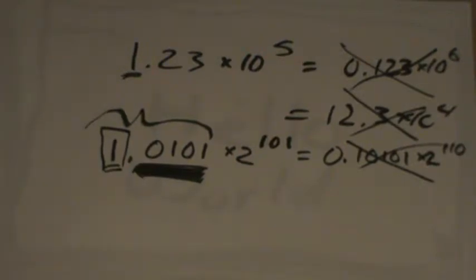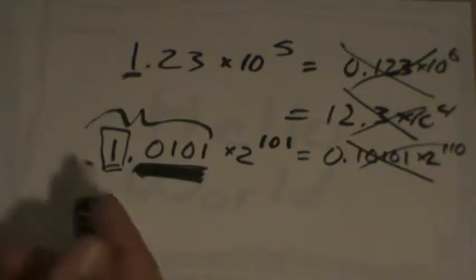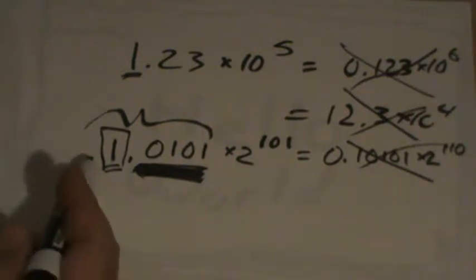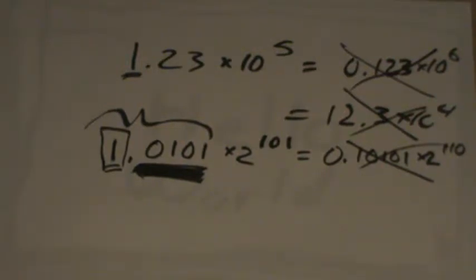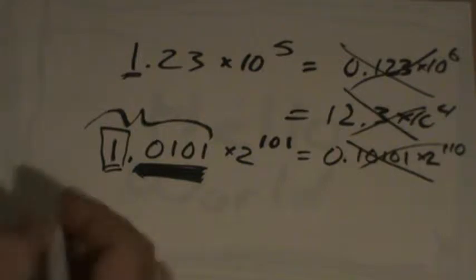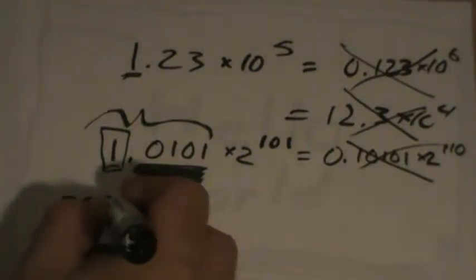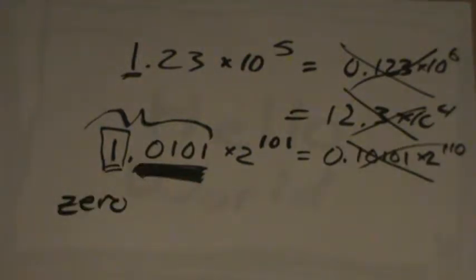There's one disadvantage to doing this. How do you represent 0? 0 doesn't have any leading one. So we have to be able to deal with 0. So we've kind of got this whole 0 problem thing. So I have to have some way to encode 0.